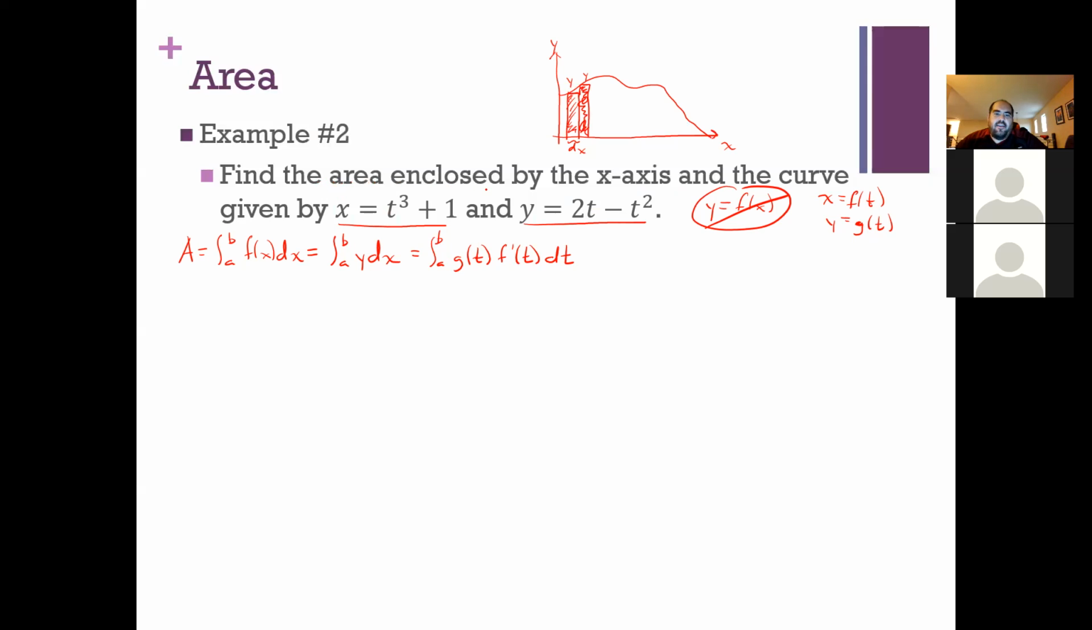So I want to find the area enclosed by the x-axis and the curve. Basically, that's what I'm required to do. How would I use that piece of information to find out what my limits of integration are?